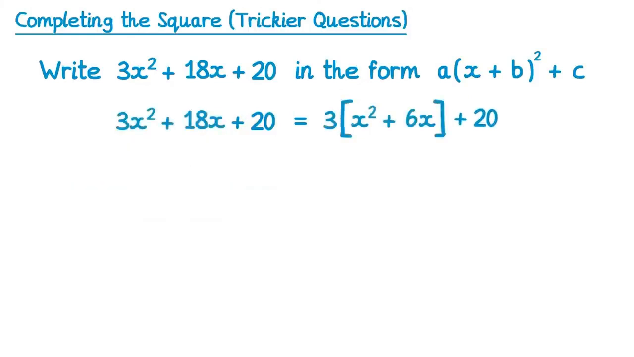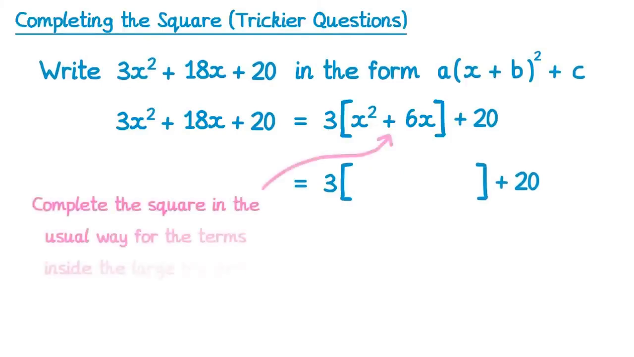The next step is we're going to write this out again, but instead we're going to change what's inside the large bracket. In fact, we're going to complete the square in the usual way for the terms that are inside the large bracket. So, we're going to complete the square for x squared plus 6x. We know that'll be a bracket squared, and to work out what goes inside the bracket, remember we halve the coefficient of x, so half of 6 is 3.